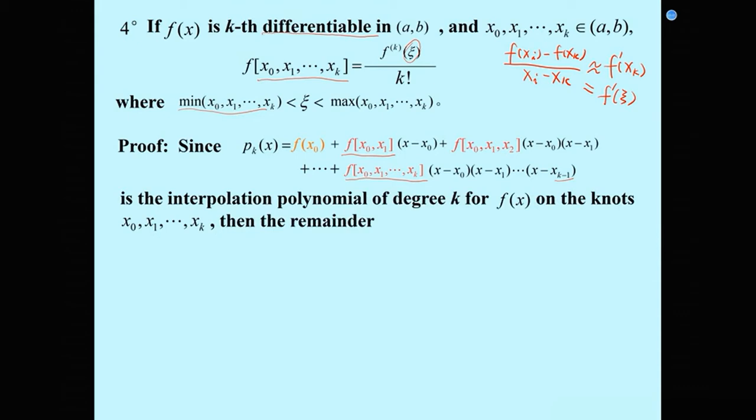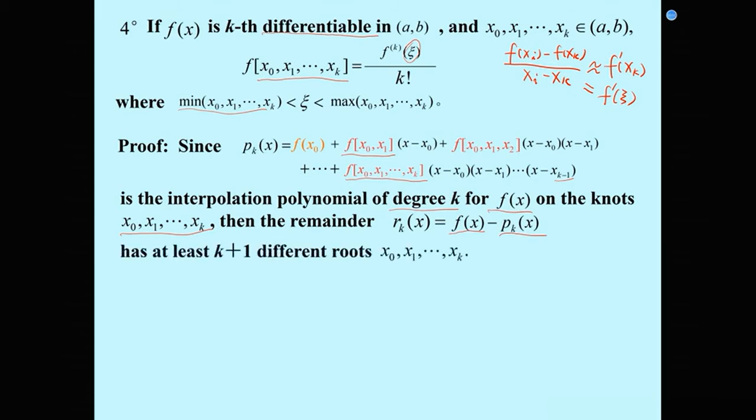We know this polynomial is the interpolation polynomial of degree k of f(x) on the nodes x0 to xk. Then the remainder term, denoted by rk(x), is the difference between the exact function f(x) and the interpolation polynomial pk. We know f(xj) minus pk(xj) equals zero when j is 0, 1 to k. That means the remainder function rk(x) has at least k plus 1 different roots. You see, x0 to xk are roots for the remainder function rk.